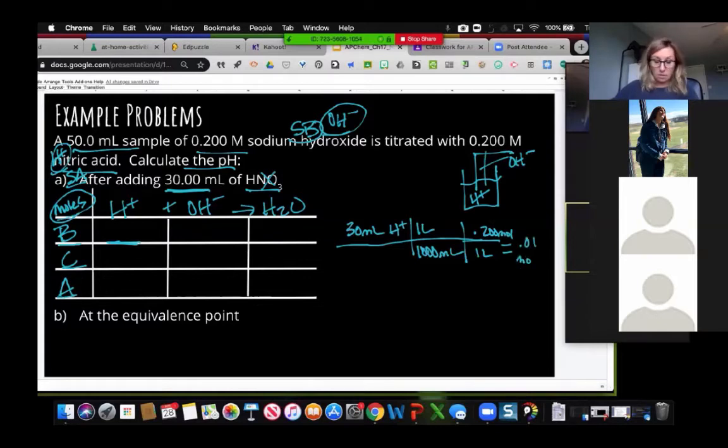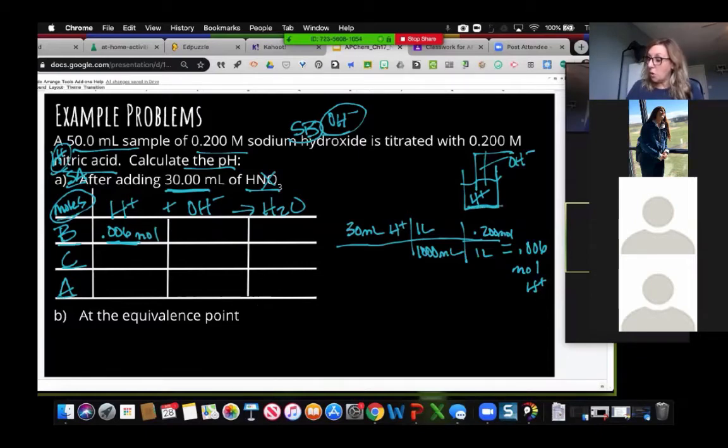Okay, so if I solve this, it's 0.01 moles. I'm sorry, wait a minute, I'm looking at the wrong one here. Yeah, 0.006 moles of H plus. Okay, so that goes right here. So that's how many moles of H plus are in this beaker to start with.